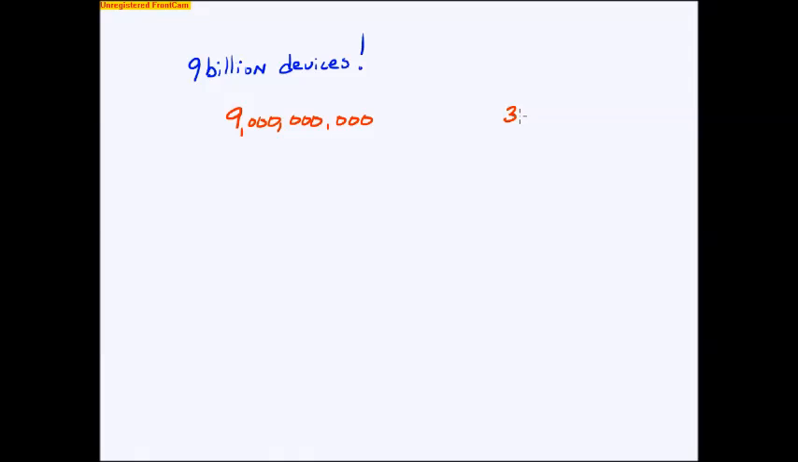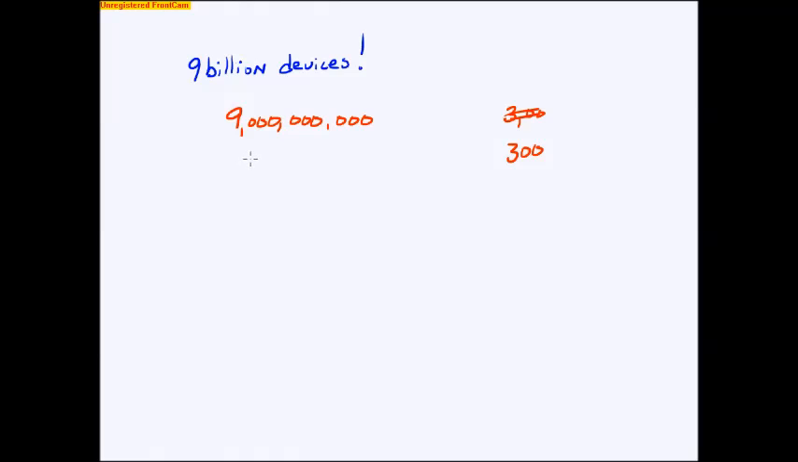We're going to change these numbers. Oops, I want 3,000. I want 300. Okay, we're going to change these numbers into powers of 10, and that'll make them much easier to divide. All right, so let's change 9 billion.